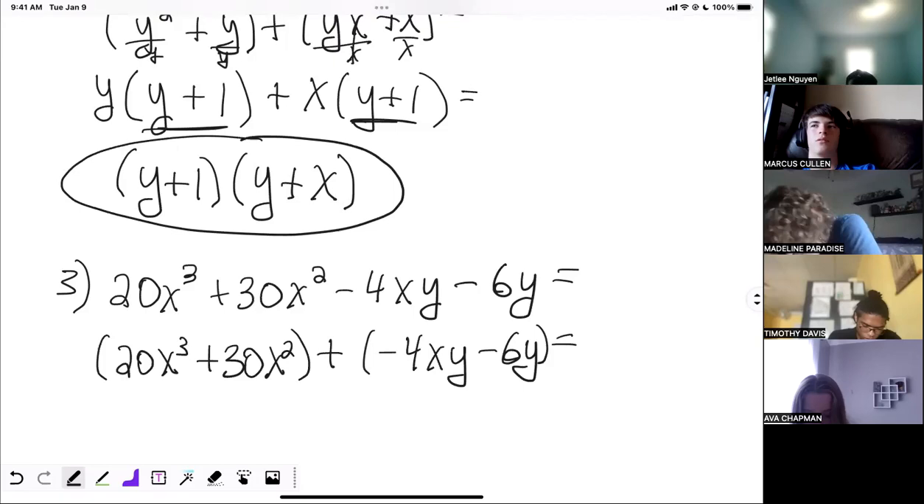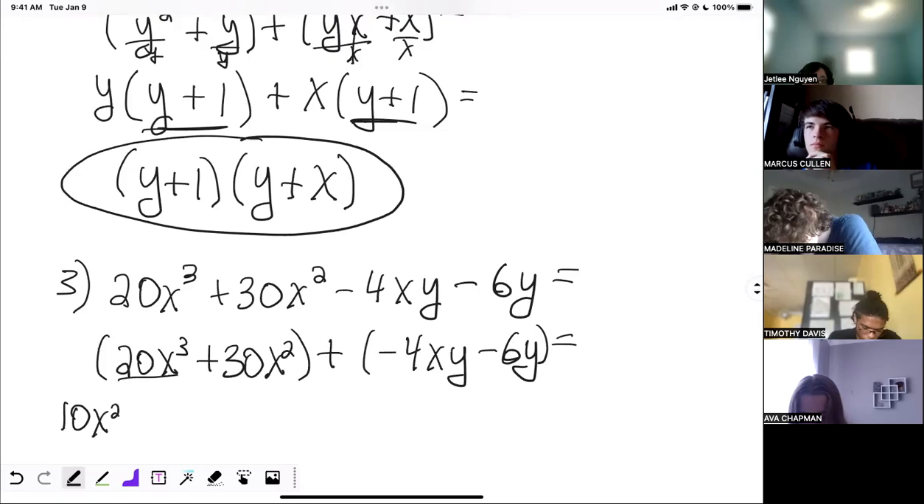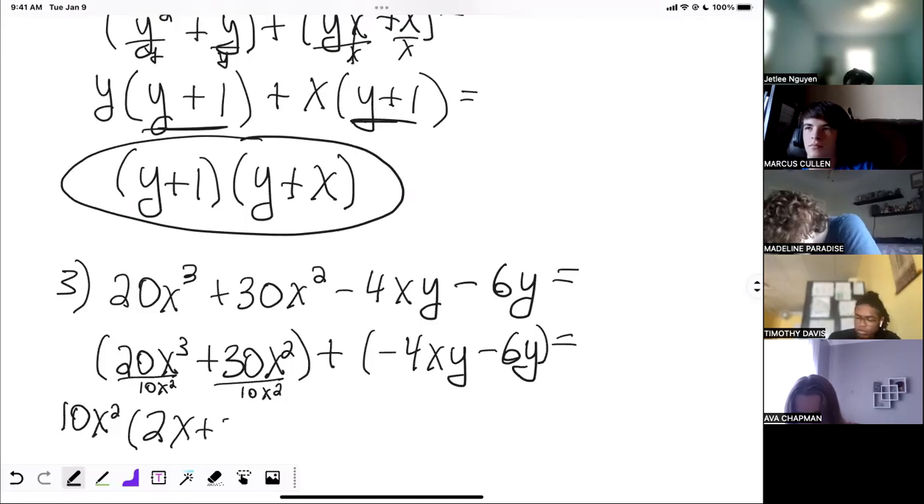Look at your first parentheses. What's the greatest common factor? Well, I can divide both of the numbers by 10, right? And I could divide both of them by x squared. So 10x squared. Okay, what am I left with? 20 divided by 10 is 2, and x to the third divided by x squared is just x. 30 divided by 10 is 3, and my x squares will cancel. So it should be 2x plus 3.